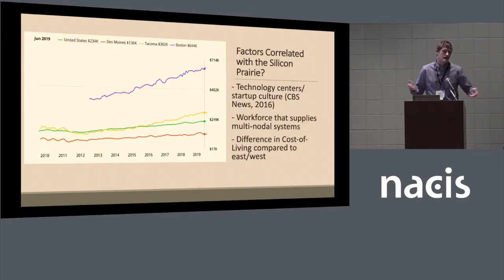So what are some factors that people typically associate with the Silicon Prairie? If I mention the Silicon Prairie to anyone on the street and they've heard of it, typically they associate it with startup culture, which is true. In Lincoln, Nebraska, CBS News in 2016 had an excellent article. They interviewed some people who moved from the coast to Lincoln. Why did you move? And they stated things like accommodating community. People want you to succeed in Lincoln, Nebraska, and in Des Moines, and in Minneapolis.